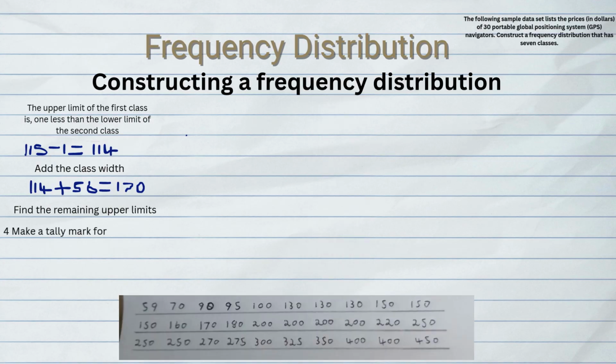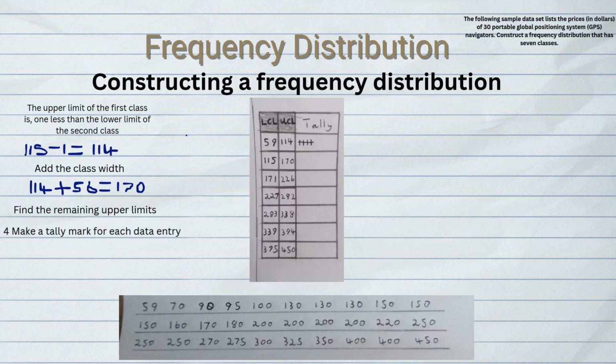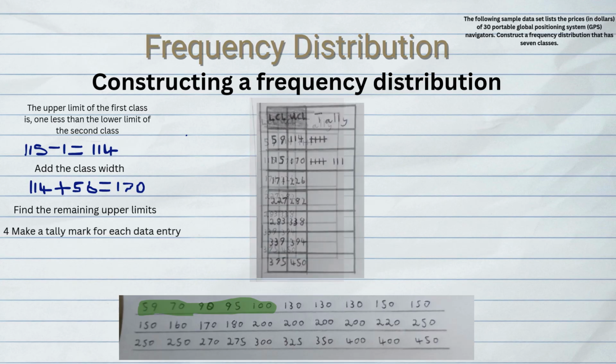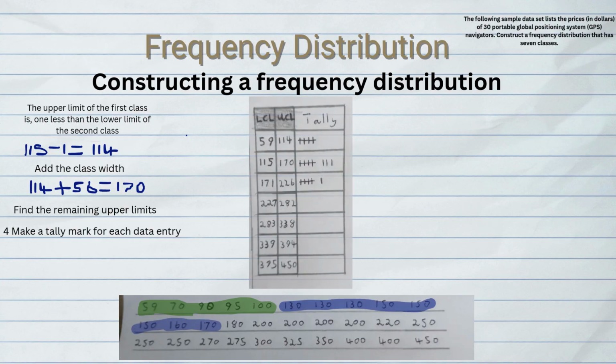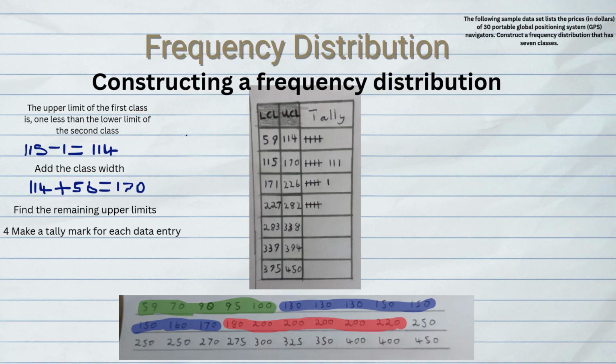Step 4. Make a tally mark for each data entry. As you can see, the values that fall within the class interval 59 to 114 are 5. For 115 to 170, there are 8 values. From 171 to 226, there are how many? 6 values. As you can see, this is simple.